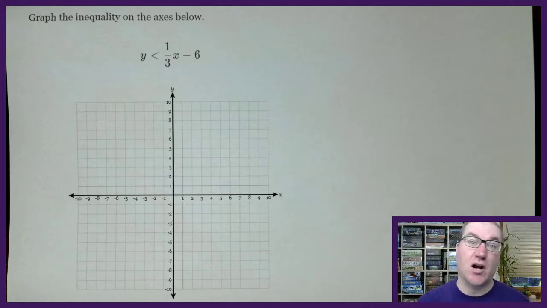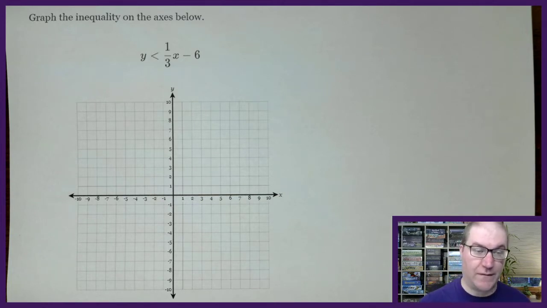In this video, we're going to talk about how to graph linear inequalities. So this first example says to graph the inequality on the axis below. Y is less than 1/3 x minus 6. This looks very familiar to the lines we've been graphing all year. Usually it would say y is equal to 1/3 x minus 6.